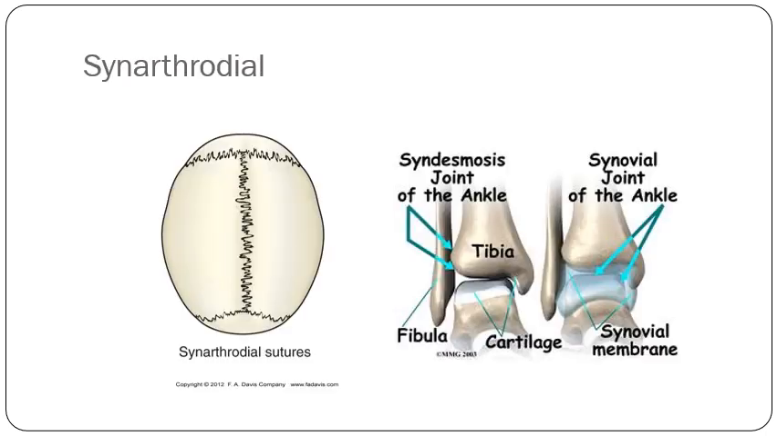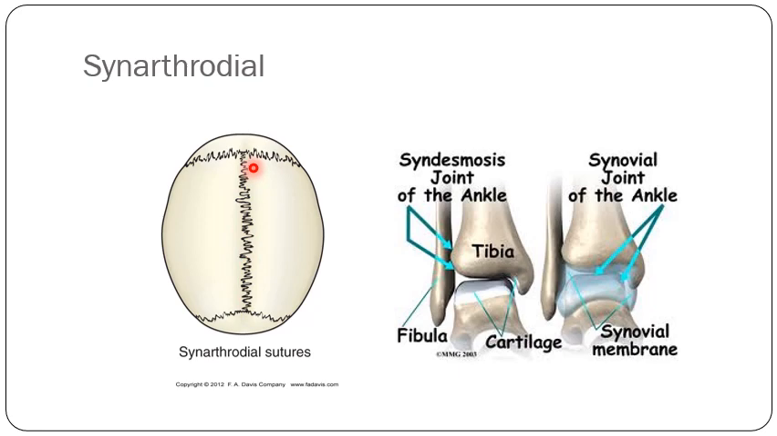So a synarthrodial joint, the primary purpose of a synarthrodial joint is stability. A synarthrodial joint does not have a joint cavity. So you ask yourself with these joints, is there a joint cavity? No, there isn't. Does it move? No, it doesn't move or does not move much at all.